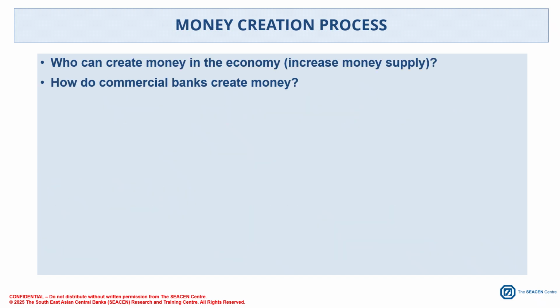So now coming to the money creation process. The question that we need to ask is, who can create money in the economy? That is, increase money supply. Central banks can increase money supply by increasing M0. As I said earlier, this could be by printing banknotes or by increasing the reserves held by commercial banks through acquisition of assets from the private sector through commercial banks. The increase in money supply will be small.